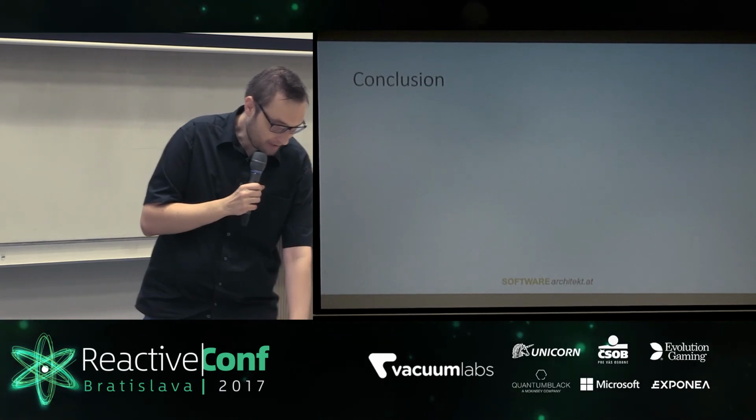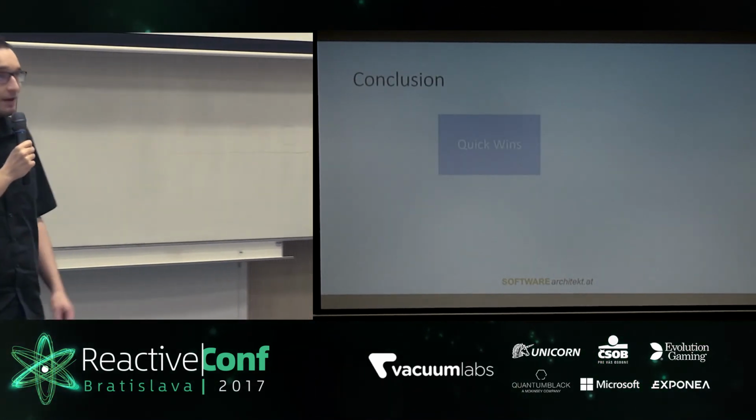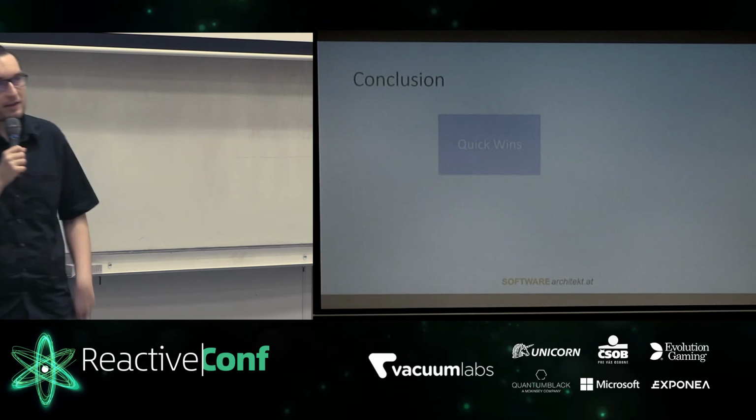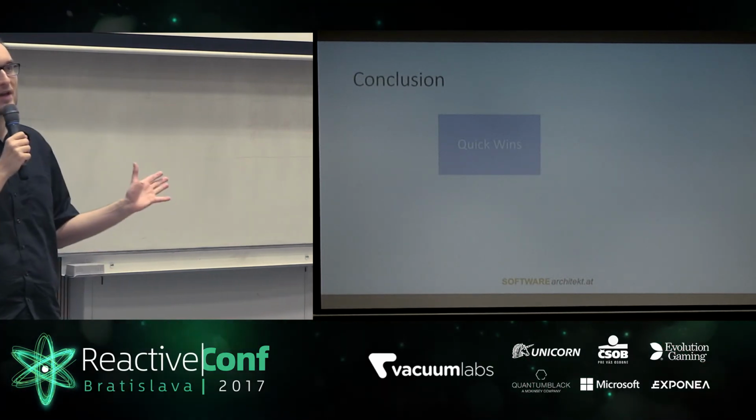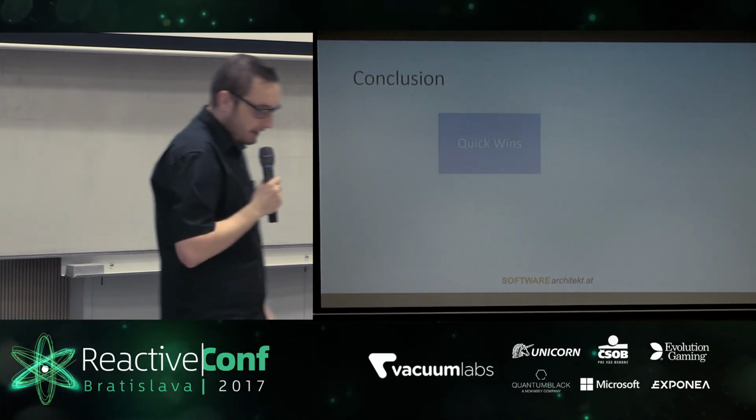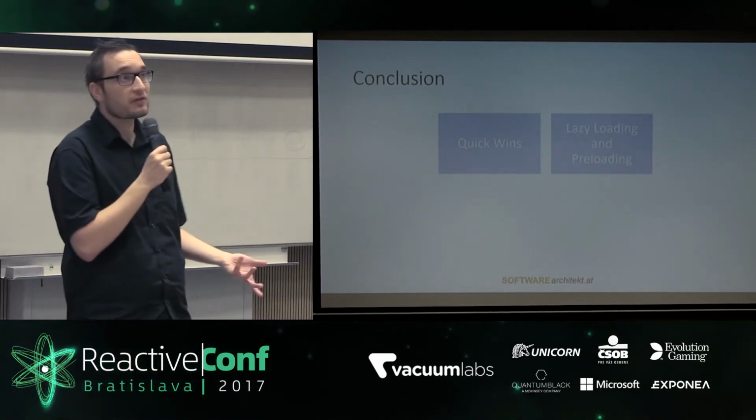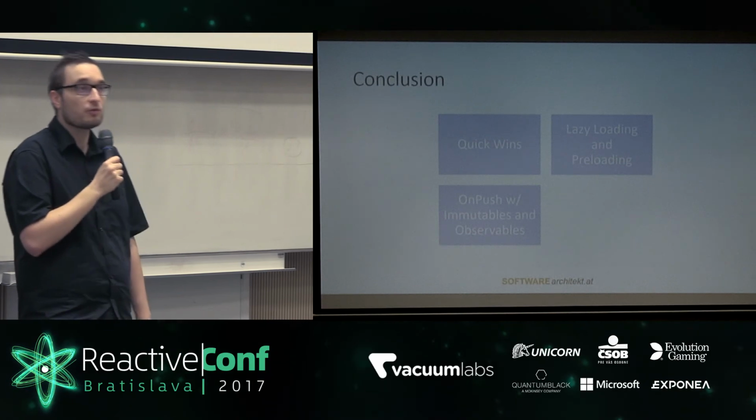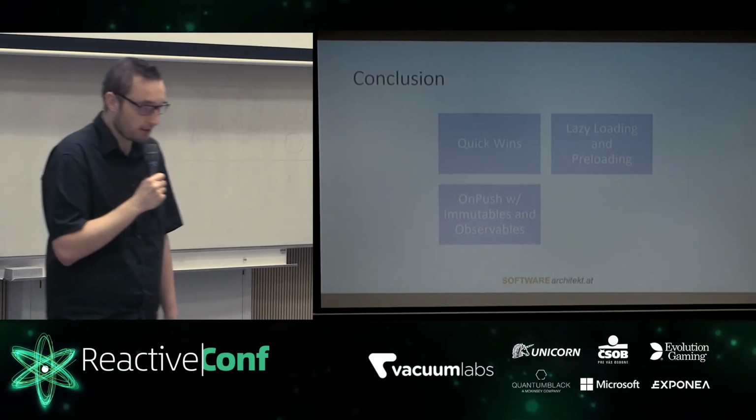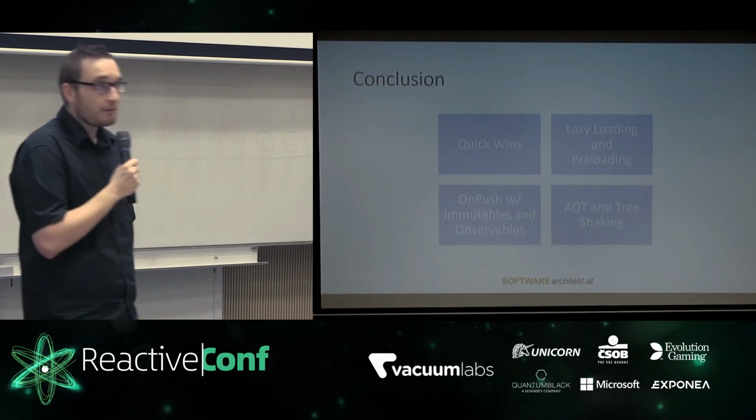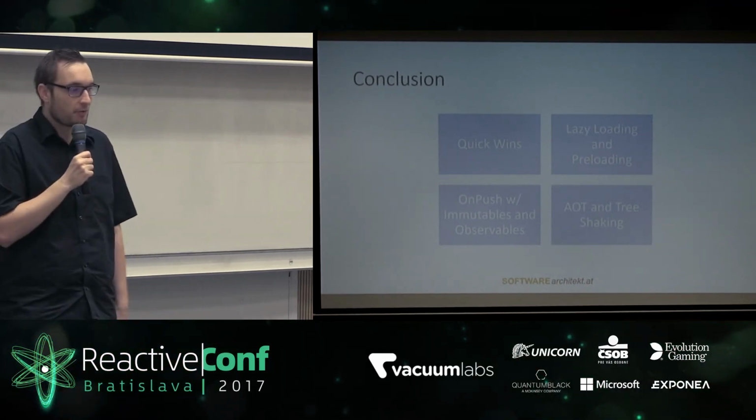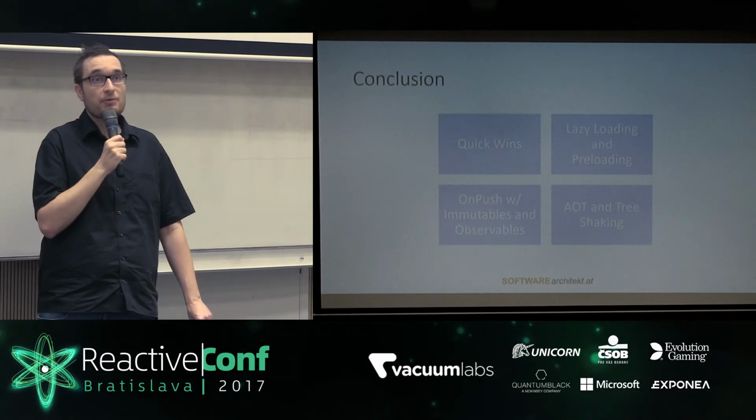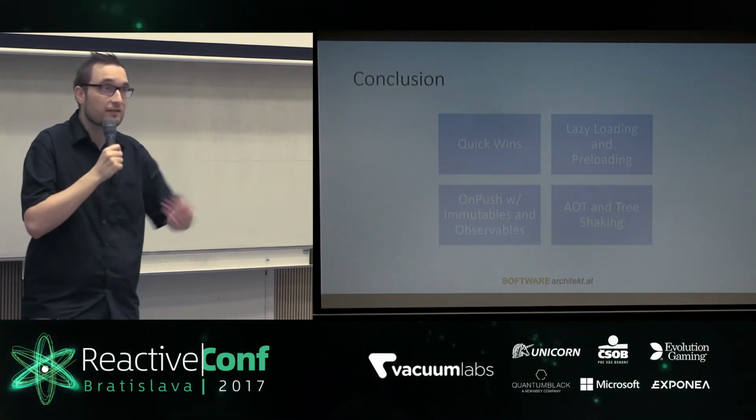Let me just make a conclusion as we are running out of time. As we have seen at the start of the presentation, there are some quick wins. You can leverage bundling, minification, and the production mode. And the good message is the CLI does this for you. In addition to that, we have seen that you can improve the startup performance with lazy loading and preloading. We have also seen that there is something like OnPush you can use to improve your data binding performance. And you have seen in my last demonstration that we can leverage AOT and tree shaking to shrink our bundles and to make the startup performance much better, to cut it in half.